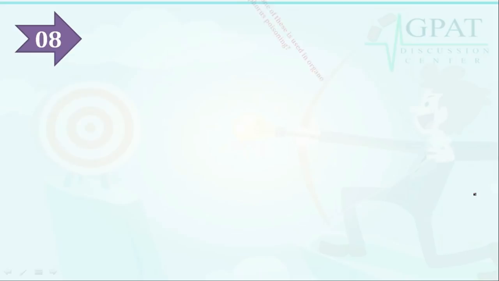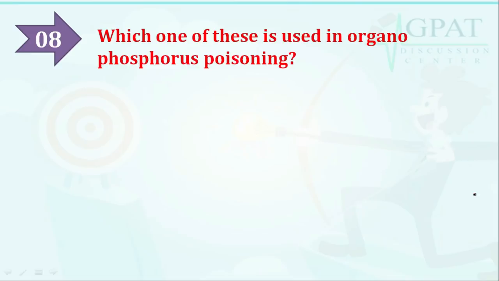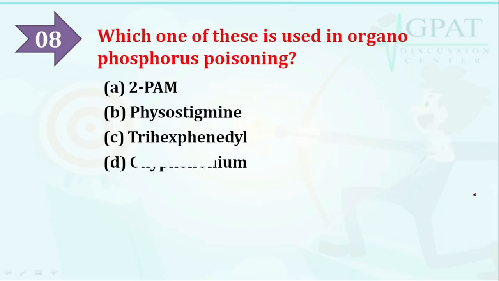Next question is, which one of these is used in organophosphorus poisoning? And the options are, option A is 2PAM, option B is physostigmine, option C is trihexyphenidyl, option D is oxyphenonium. So which one of these is used in organophosphorus poisoning? And the correct answer is 2PAM.